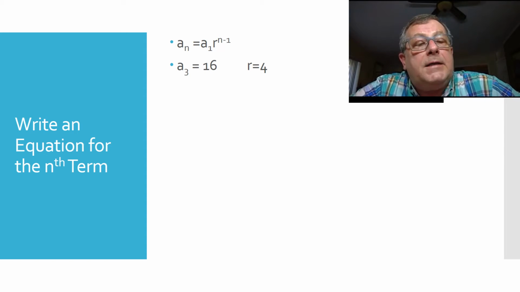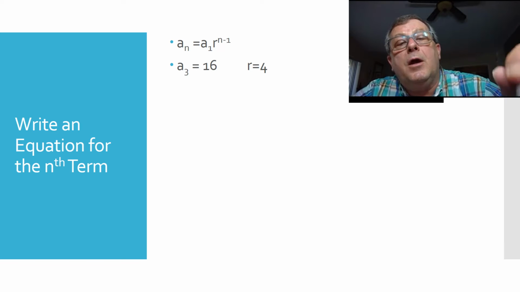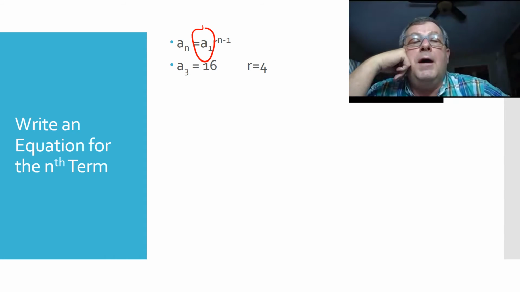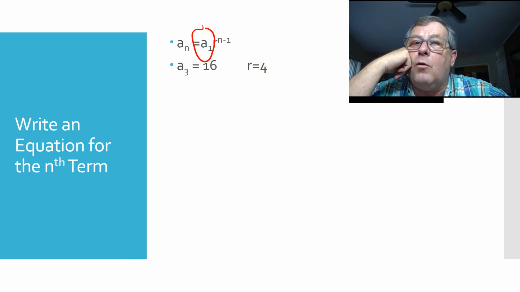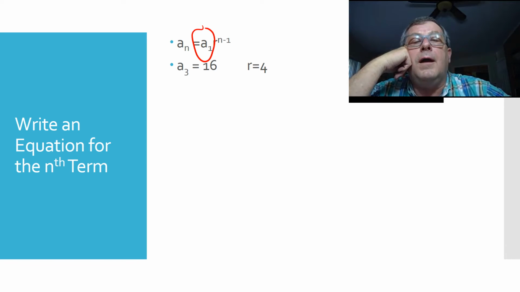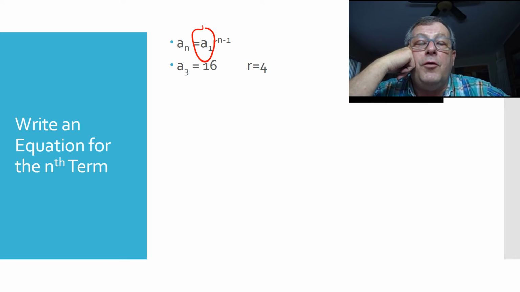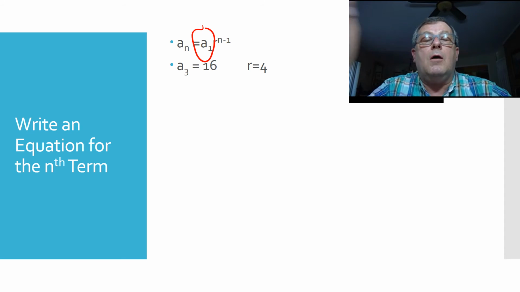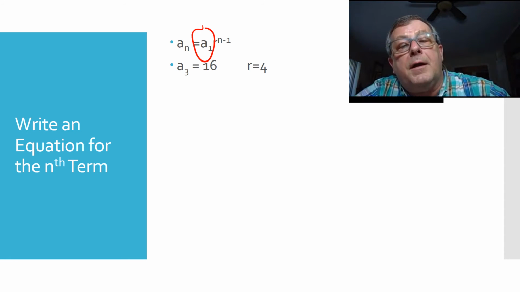But in order to write the equation for the nth term, there's something I've got to figure out first. I need to know what A_1 is. But I've got enough information here to find A_1. And once I find A_1, then I can write an equation for a geometric sequence that would have the third number of that sequence equal 16 with the common ratio 4. So let's start out here.